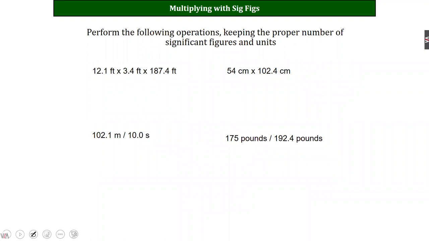So we have some more practice, and then we'll get into tricky practice.